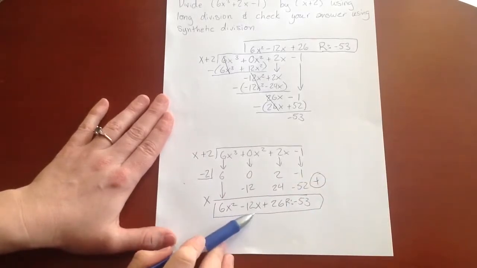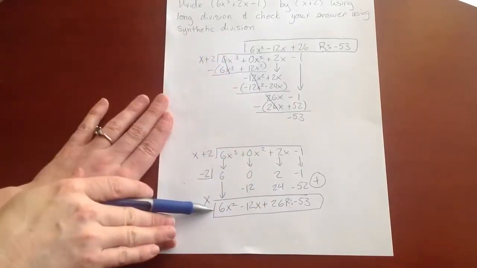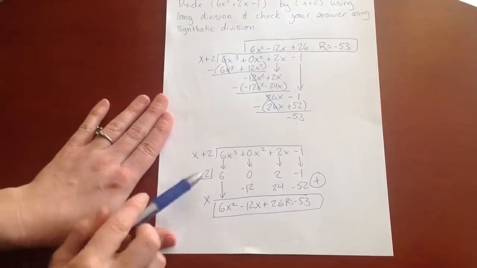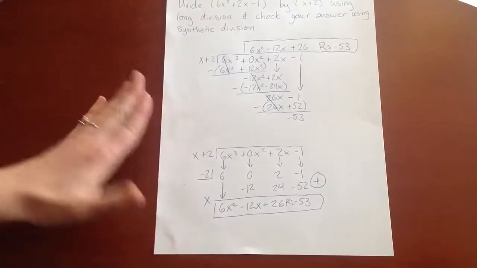6x squared minus 12x plus 26, remainder -53. Either way we do it, we're going to get the same answer. So if you can do it this way, this is a great way to check your long division. Make sure you did it right.